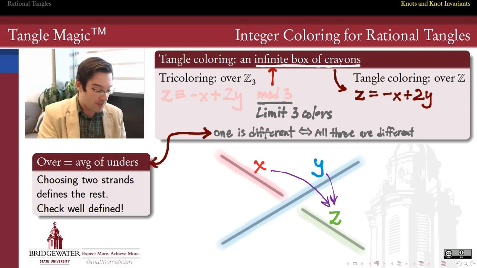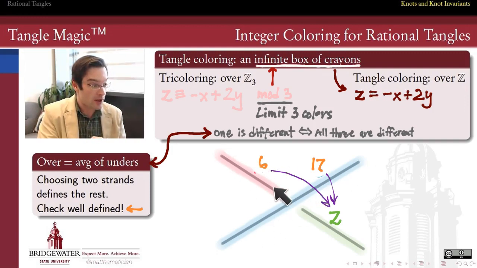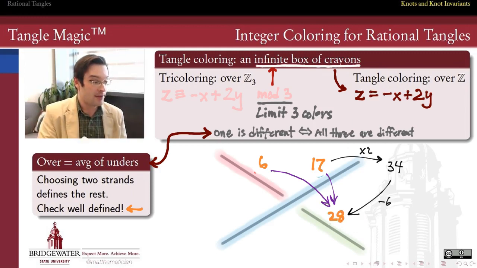Because, after all, what this really means is that at each crossing, if I know the color of the overstrand, and I know the color of one of the understrands, so let's say my overstrand is 17, one of my understrands is 6, I can use this equation to determine the color of the other understrand. Just by multiplying the overstrand by 2 and subtracting the understrand, I can figure that out.